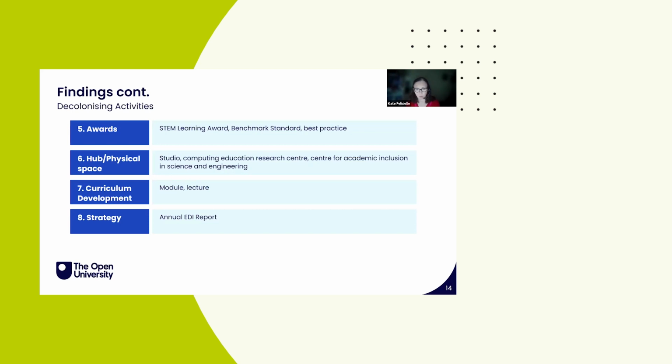So it could be somewhere where students can go to collaborate, to work on different projects, but it could be a studio, it could be a computing education research centre, anything for academic inclusion in science and engineering. Curriculum development, so anything that is module or lecture-wise, of actually moving forward our curriculum. And then the final one, strategy. Again, an example there of an annual EDI report, but it can cover quite a wide range of things. So for example, it could be a high level statement from the university as well.